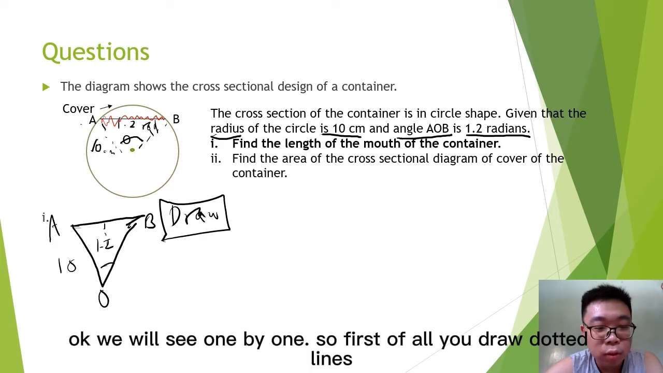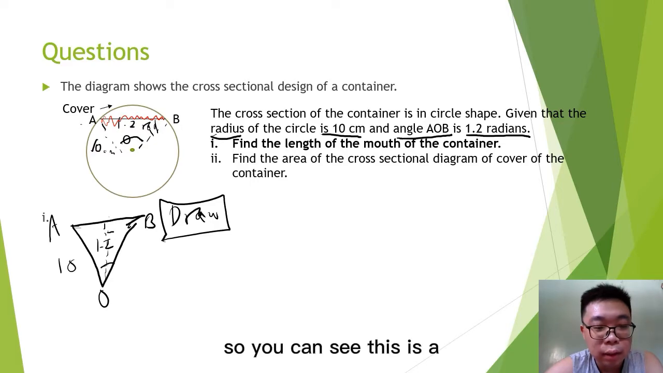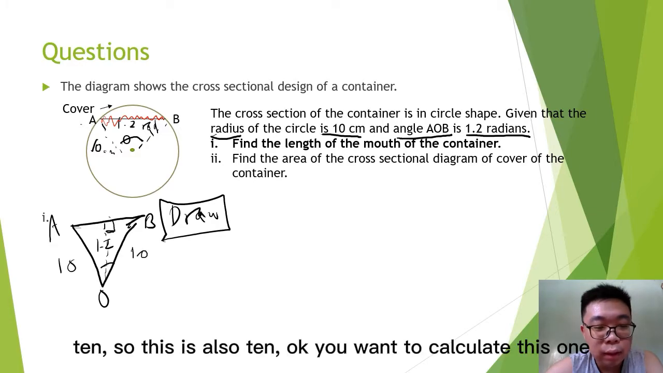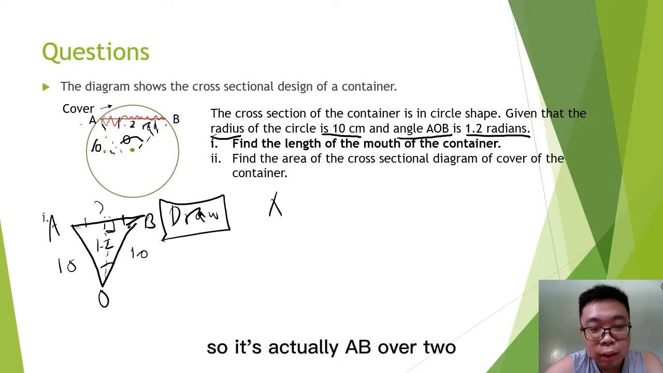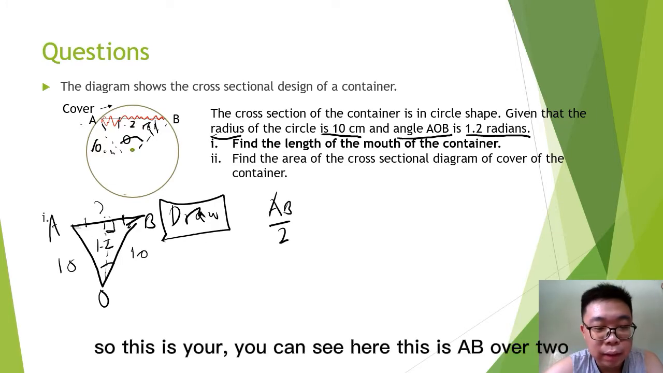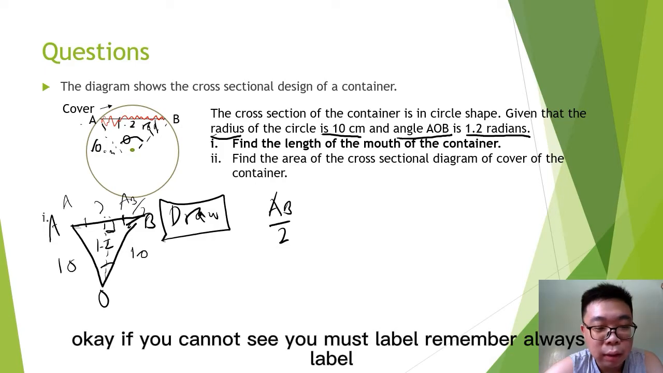So first of all, you draw a dotted line. So you can see this is a right angle triangle. So we are going to calculate this one. First of all, you have 10. So this is also 10. Okay, you want to calculate this one. You can see here we have two similar portions. So it's actually AB over 2. If you cannot see, you must label. Remember, always label.